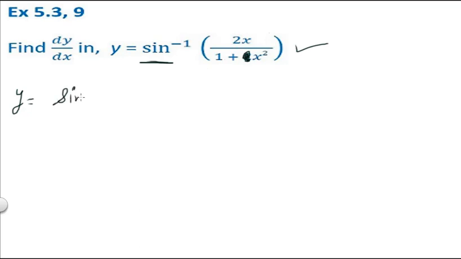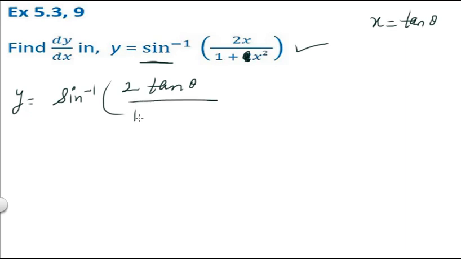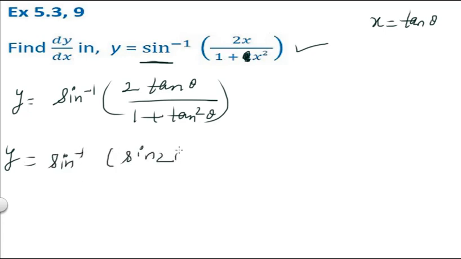So when I put x equal to tan theta, the reason for putting x as tan theta is that it will become 2 tan theta upon 1 plus tan square theta. You know very well, and we did it in 11th class also, that this is the formula for sine 2 theta. And in the first chapter, relations and functions, composition of functions, we saw that f inverse of f of x gives us x only. So here sine inverse of sine 2 theta will be 2 theta only. The answer is 2 theta.